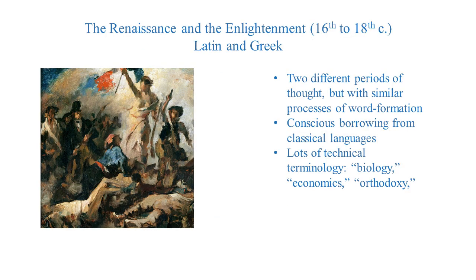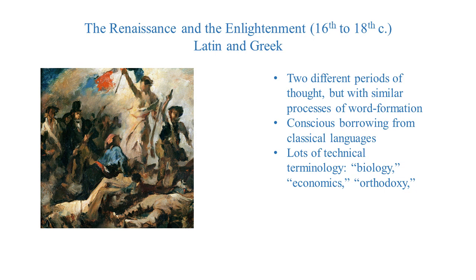The next period of time that's important for the history of the English language are the two periods known as the Renaissance and the Enlightenment. This is from about the 16th to the 18th century. These are, of course, two very different periods of thought, but because the processes of word formation and borrowing are the same, I've lumped them together.